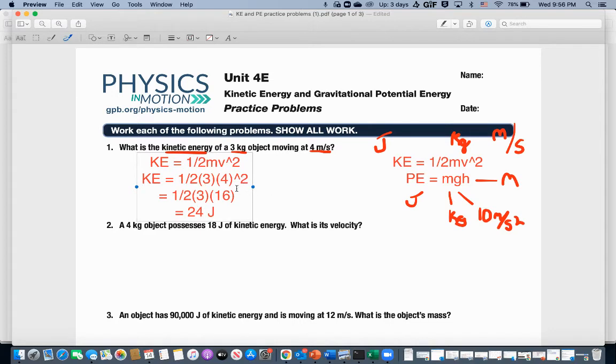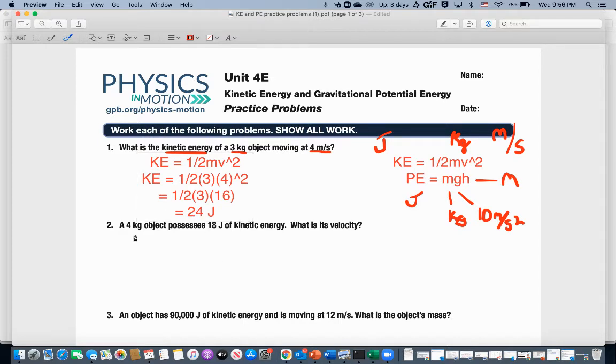So anytime we're doing these problems, right, we can set up our equations. We identify the variables, and if you're not sure which ones, look at the units. Those are going to be your key indicators to tell you. So this is my mass, so I put that mass. This is my velocity, I put that velocity, and then we solve for our third, the unknown. In this case, that's the kinetic energy, and it's equal to 24 joules.